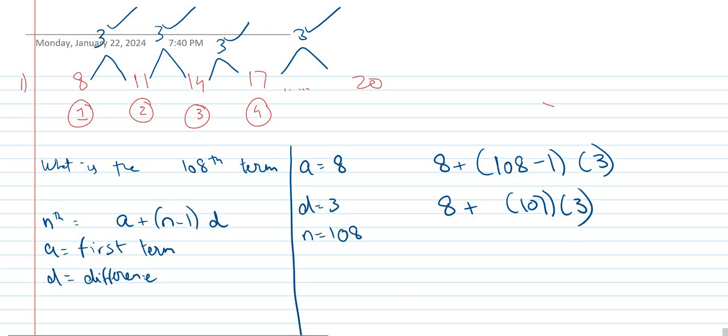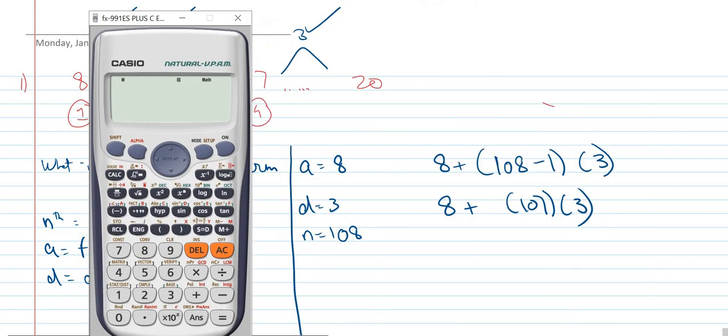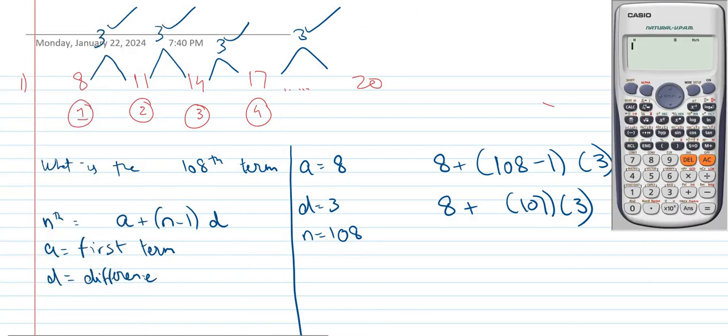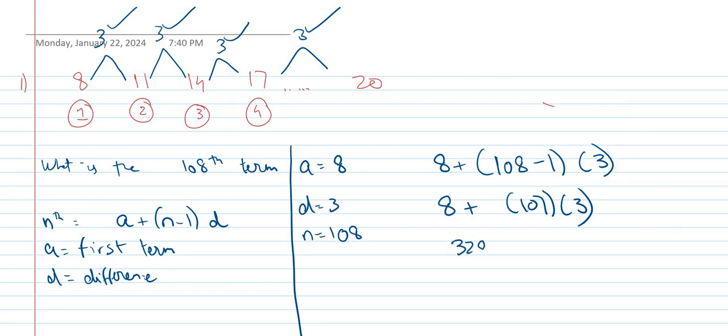So first what you will do, let me put my calculator here. So first you will do 8 plus 107 multiplied by 3. Make sure you multiply 107 with 3 first. So this becomes 329. So your 108th term is 329, and this will be your answer.